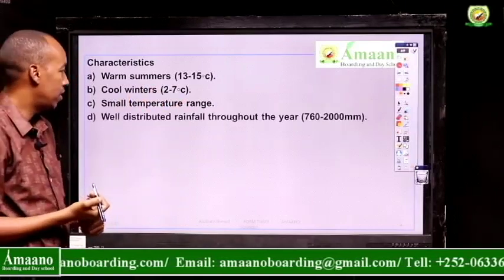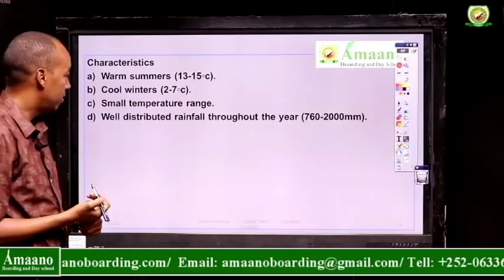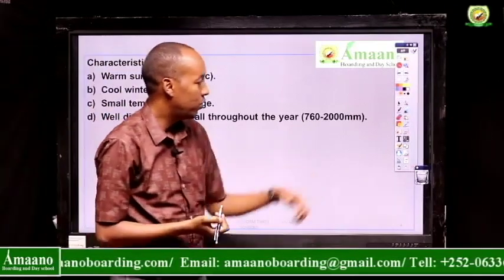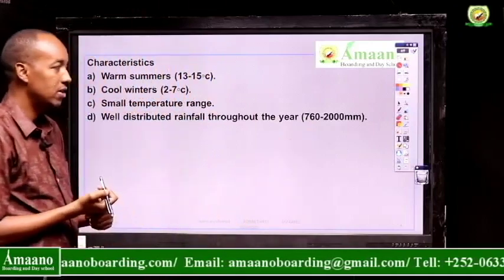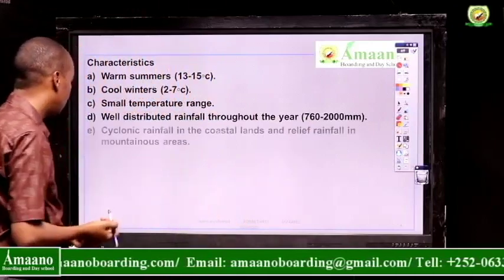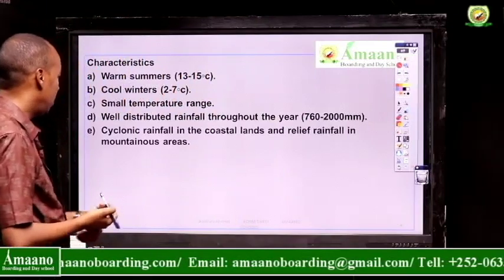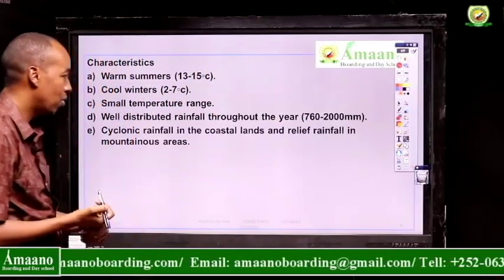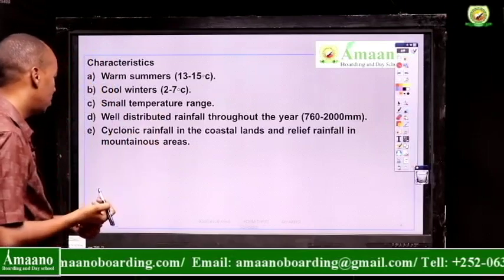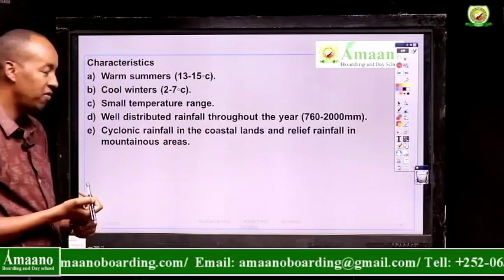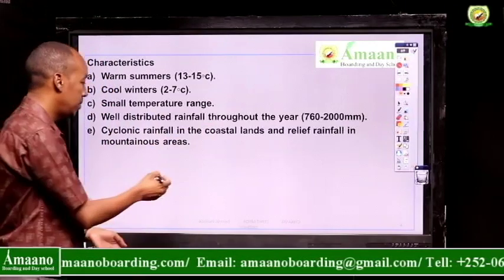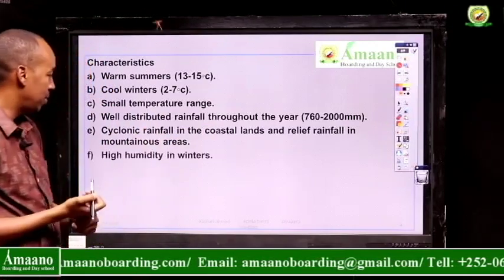Well distributed rainfall throughout the year. The rainfall is also distributed generally all the year. In terms of millimeter, it is between 760 and 2000 millimeter. And they also experience cyclonic rainfall in the coastal lands and relief rainfall in the mountainous area. I think you are familiar with these types of rainfall. You have studied in the primary and at the same time in Form 1, so no need to explain again.